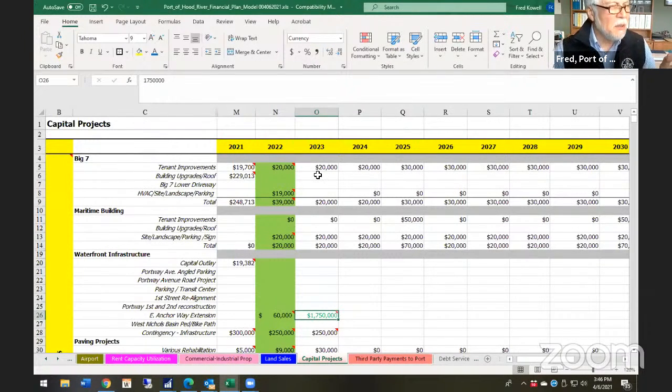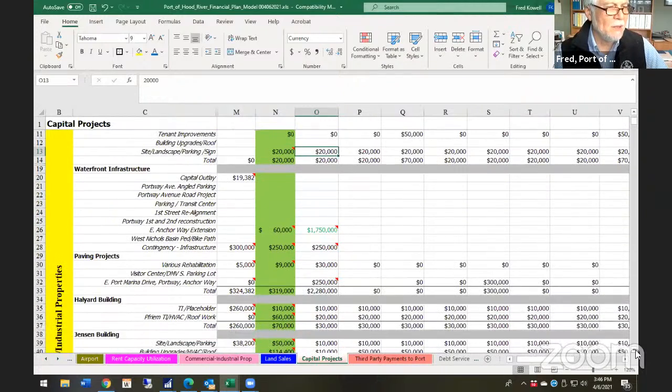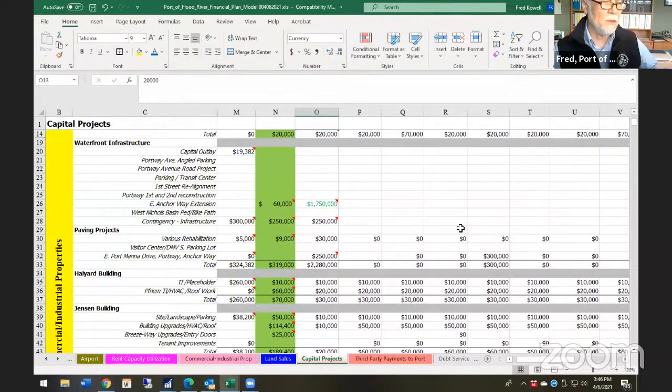And here, for instance with regard to the Big 7, we put $20,000, $30,000. We're doing some TI. We're always doing a TI sometime in one of these buildings at one time or another in a given year. So in the forecast, we place that out there. And we do the same for the maritime as well. You'll see that for some of these others. But when it's other than a TI, we do start to talk about it.